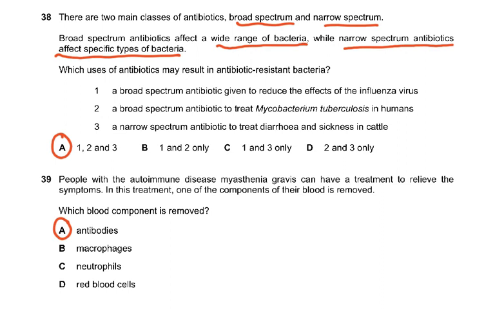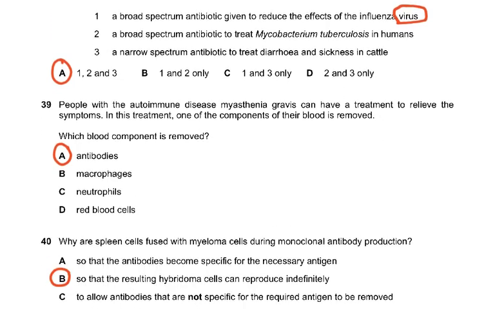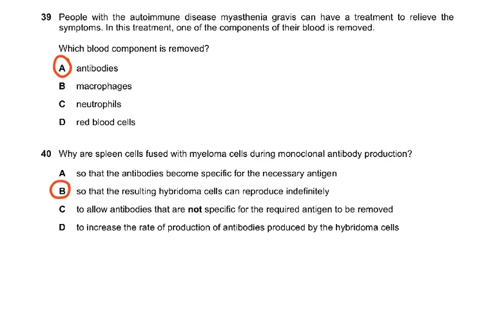A broad spectrum antibiotic given to reduce the effects of the influenza virus. Influenza virus, please remember, viruses are not destroyed by antibiotics. Viruses are not bacteria. A broad spectrum antibiotic to treat Mycobacterium tuberculosis in humans. Mycobacterium tuberculosis has specific drugs which we give. A narrow spectrum antibiotic to treat diarrhea and sickness in cattle. Well, that's not going to work. So of course all of them, 1, 2 and 3, will cause an increase in antibiotic resistant bacteria.